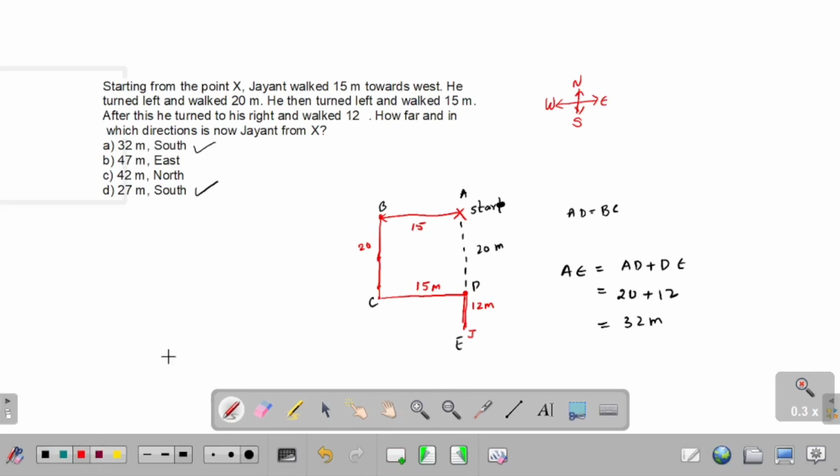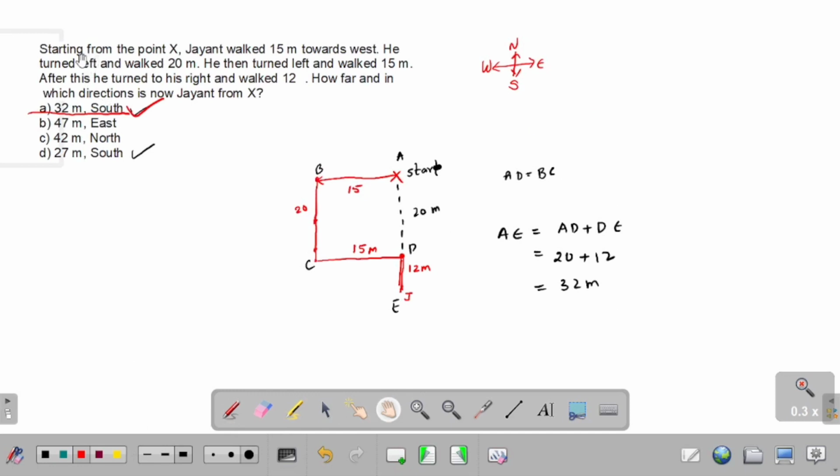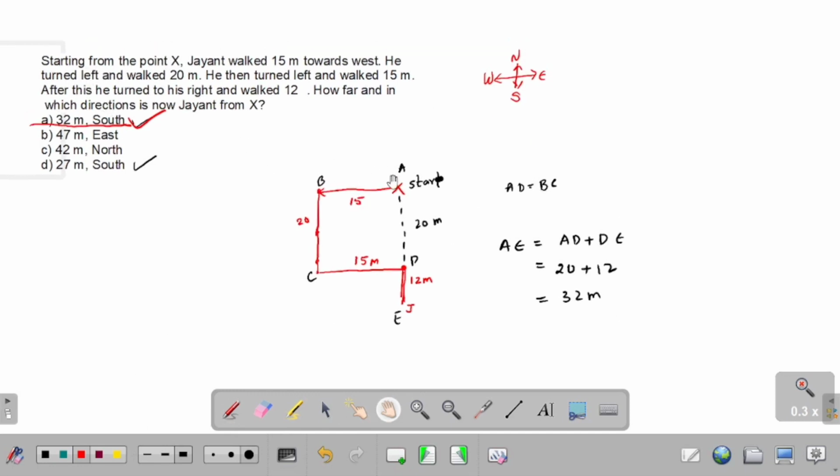Is 32 meters present in the options? Yes, our first answer is correct. So 32 meters south. Can I explain it once again? Okay, I will explain it. See now, what is going on here? Starting from X, this is the point X.